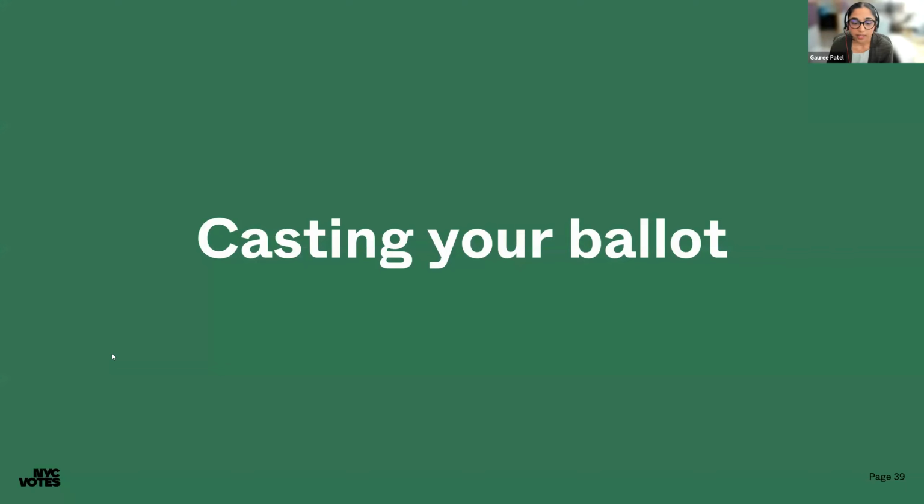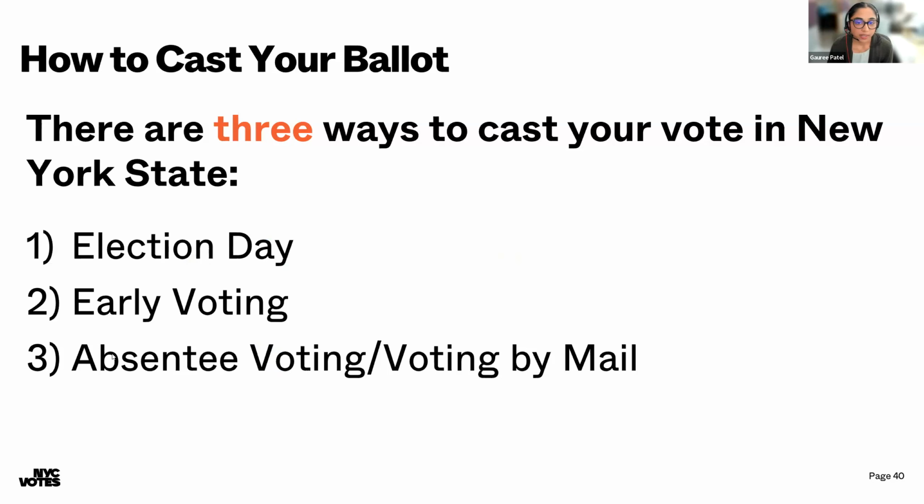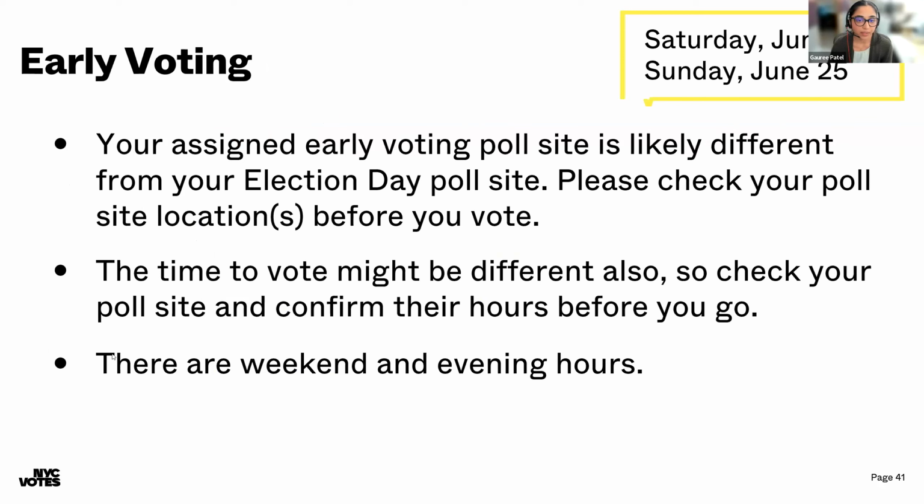So now we'll talk about how to cast our ballots this time around. There are 3 ways to cast our ballot in New York State: Election Day, early voting, and absentee or voting by mail. Early voting is going to take place Saturday, June 17th to Sunday, June 25th. And important to note that our early voting site is likely different from the Election Day poll site. So it's really important to check your poll site depending on what day you decide to go vote to make sure that address is the one for you.